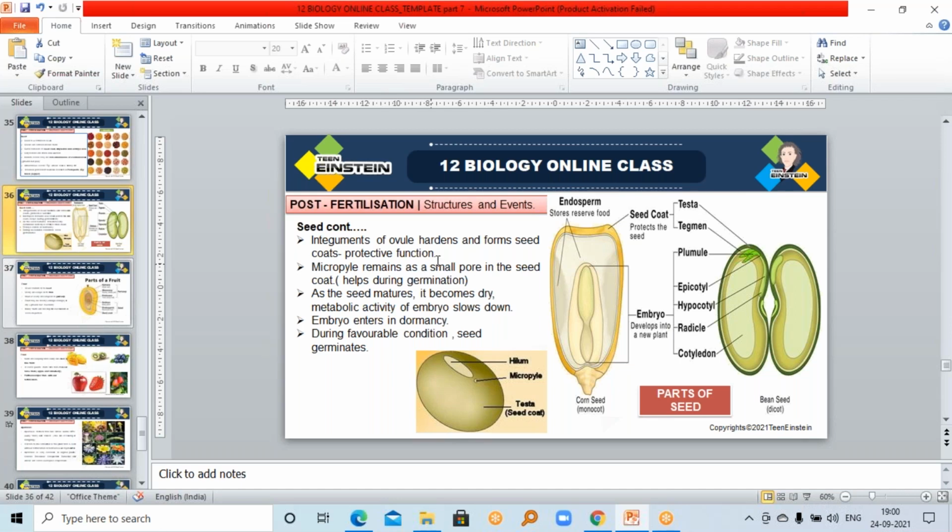So the integuments of the ovule become hard and form the seed coat. The seed coat has a protective function. Then the micropyle remains as a small pore on the seed, and this helps in the entry of oxygen and water during germination. And when the seed is becoming mature, it will become dry and metabolic activity also will reduce, and it enters into dormancy. And when the favorable condition comes, it will absorb water, nutrients, and along with that oxygen through this micropylar region, and it will start germination.